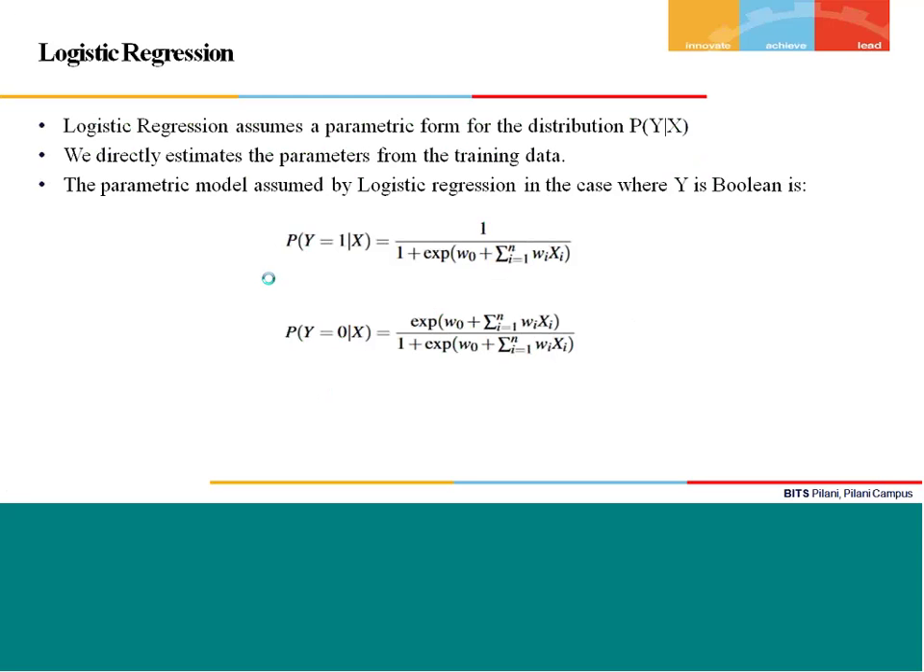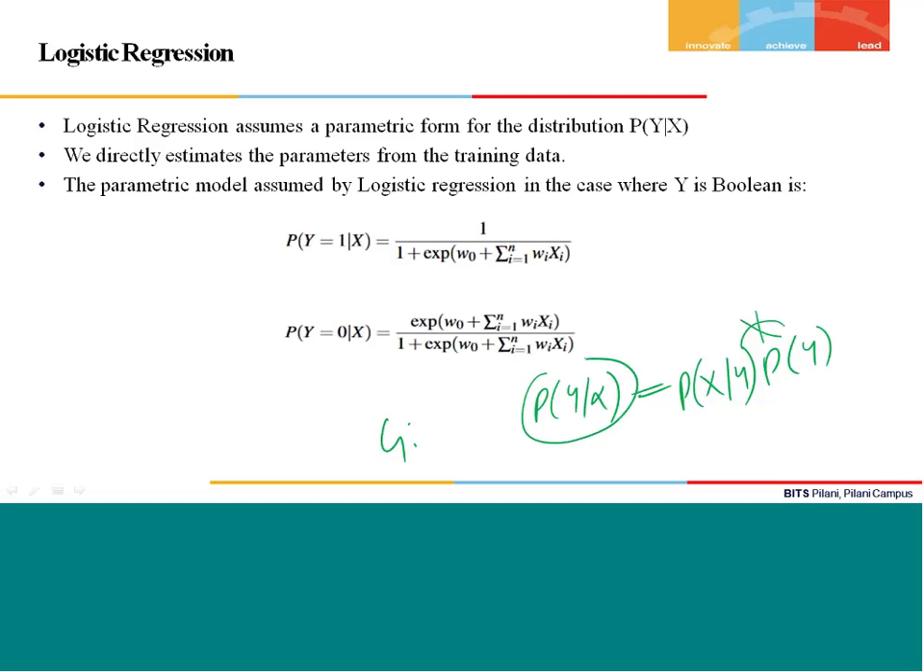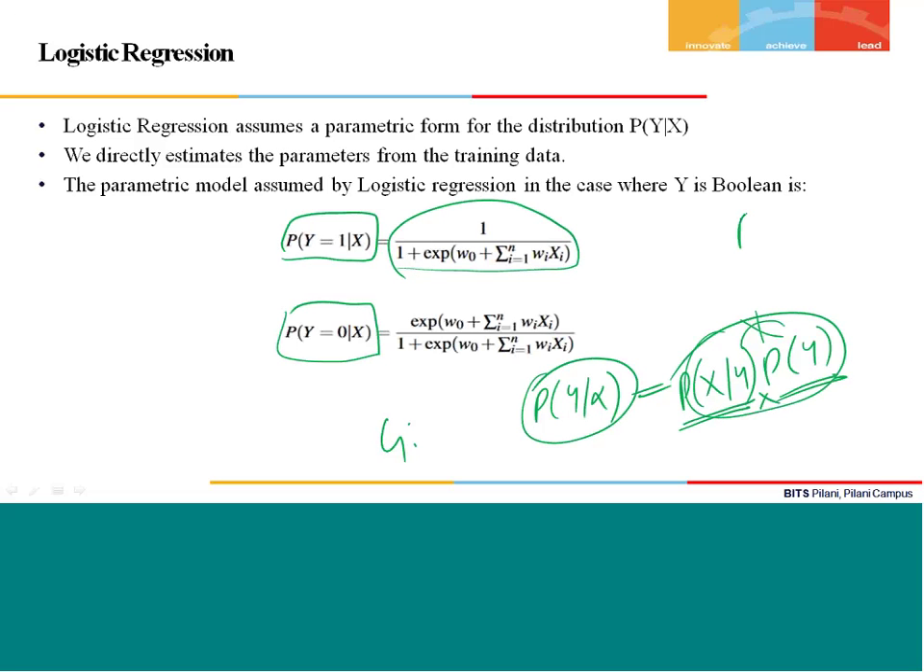In discriminative classifiers, we directly estimate the probability of y given x. In generative classifiers, we were estimating the probability of y and then the probability of x given y, and after multiplying these two factors we got the result. But in discriminative classifiers, we are not estimating these two factors separately. What we are saying is that we will estimate the probability of y given x directly from the data set, without calculating these two parameters.